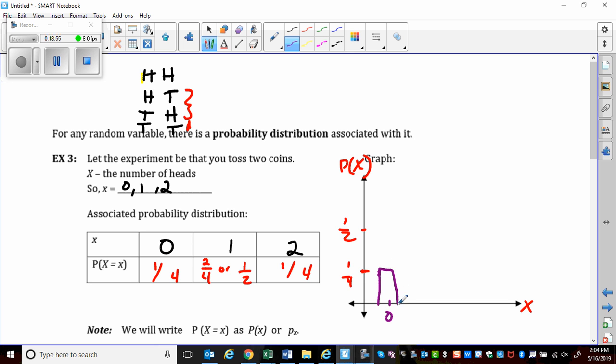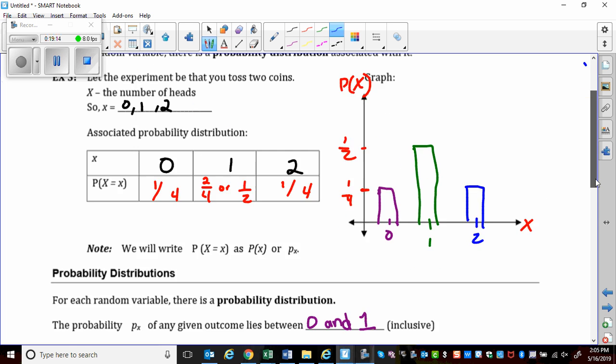So this is a graph. If I get 1 head, then that probability is 1/2. And the probability of getting 2 heads is also 1/4. Okay, shaded in maybe.